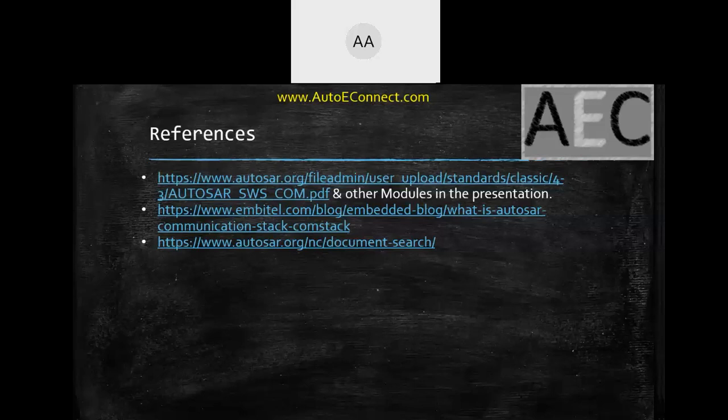And there is also the Embitel blog, from which I took the first two diagrams I considered in this session. Embitel will give you the high level information about what all the modules involved in the communication are, but you won't find the information about these parameters in their blog. So that's what extra we have covered in this session.